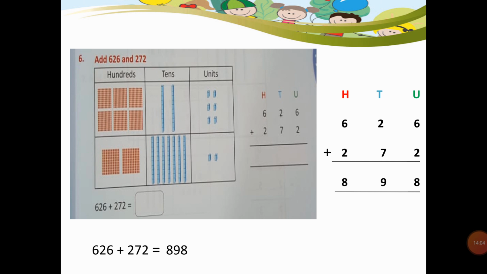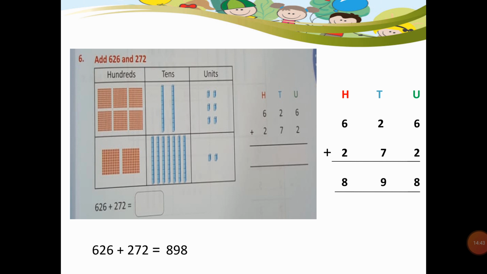Then in 272 we have 2 in the hundreds column. That means we have 2 hundreds in 272. So we will write down 2 in the hundreds place. Then we will see how many bars we have in the tens place. We have 7 bars in the tens place, because in 272 the place value of 7 is in the tens place. So we will write down 7 in the tens place because we have 7 tens, and we have 2 blocks in the units place. So we will write down 2 in the units column.